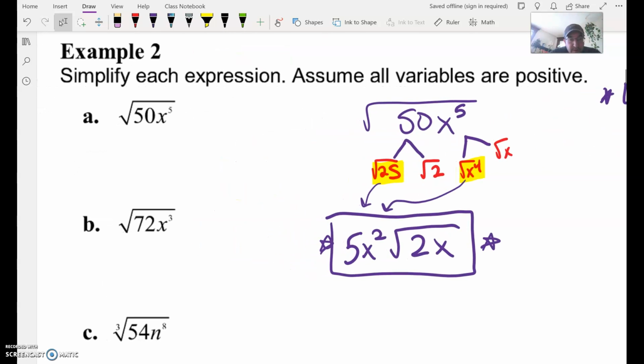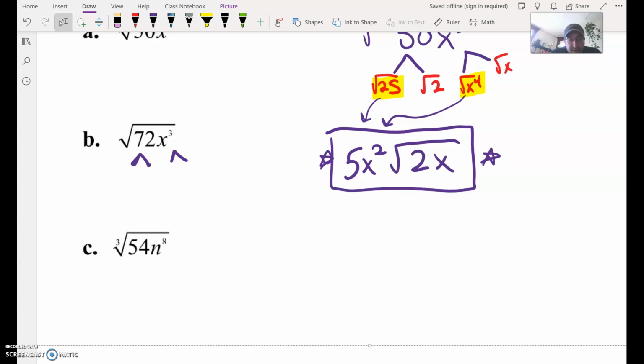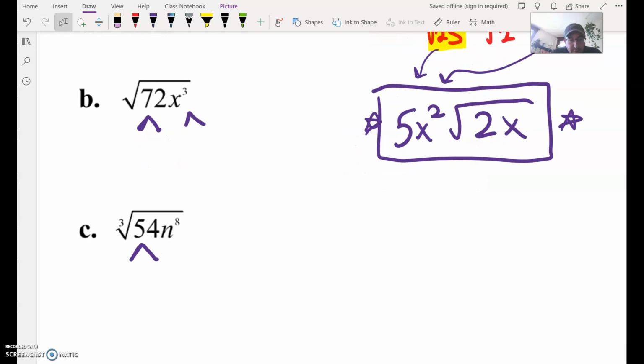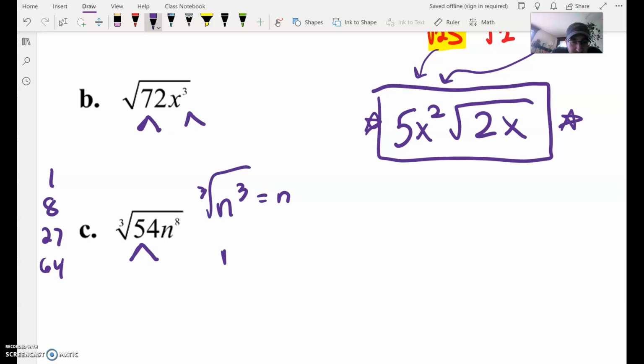You should try one with B. Try breaking this down. See what you get. You can check the answer key. Cubes are the same, but you're just dealing with perfect cubes. What's a perfect cube that can go into 54? Remember, our perfect cubes are 1, 8, 27, 64. So you need to see if any of those factors can go into 54. And then with our variables, is it divisible by 3? So n cubed is a perfect cube. N to the 6th is a perfect cube. Is it divisible by 3 is how you have to operate it.